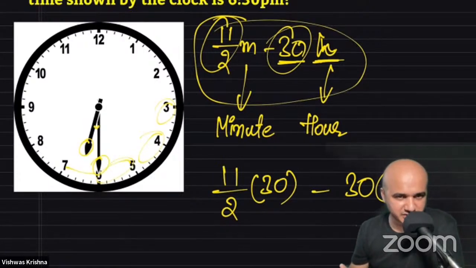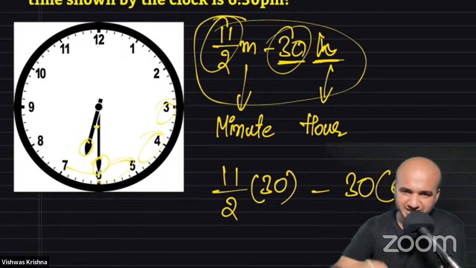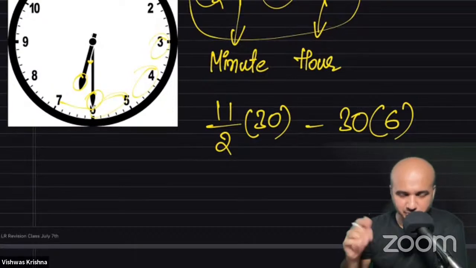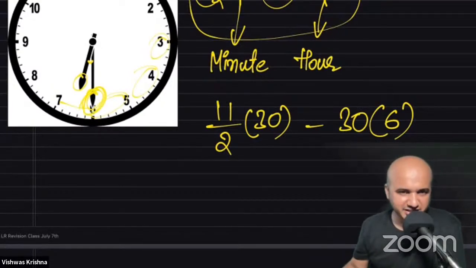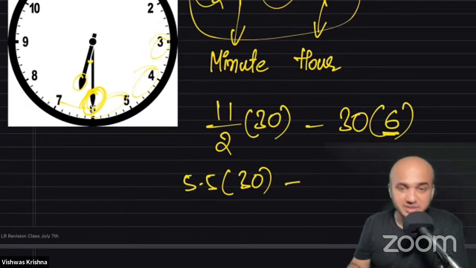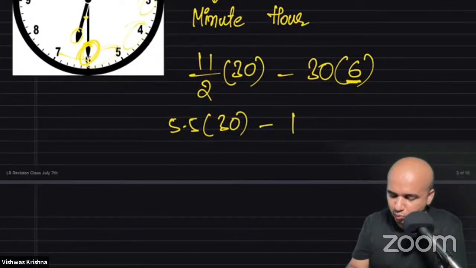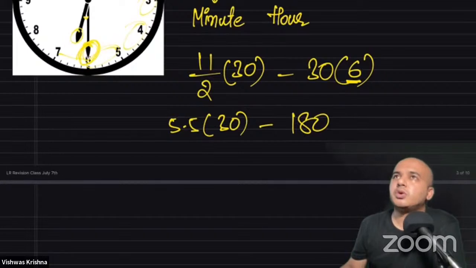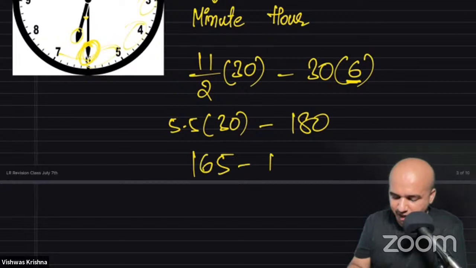As simple as this. 11 by 2 m minus 30h. 11 by 2 into 30, because it is 30 minutes. The minute handle is at 6, so therefore it is 30 minutes. And the hour right now is 6, so therefore write 6 in case of h. If you do this math, you will get 5.5 into 30 minus 30 into 6, which we know is 180. So 150 plus 15, 165. So it will be 165 minus 180. If you do the math, you'll get 15 degrees.